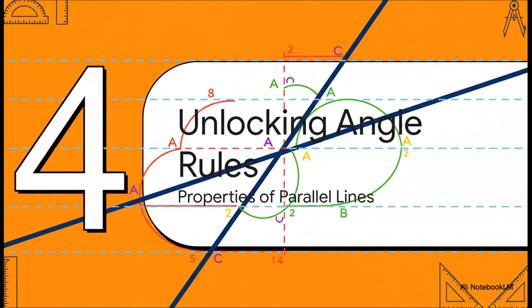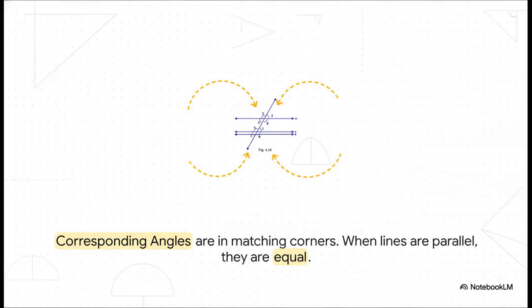So let's break down the key relationships that pop up. We're going to look at corresponding angles, alternate interior angles, and consecutive interior angles. I promise, once you get these three, you can solve pretty much any problem involving parallel lines. First up, corresponding angles. The name kind of gives it away. They're in the same corresponding spot at each intersection. So look here. See how angle 1 and angle 5 are both in that top left position? When the lines are parallel, these guys are always equal.